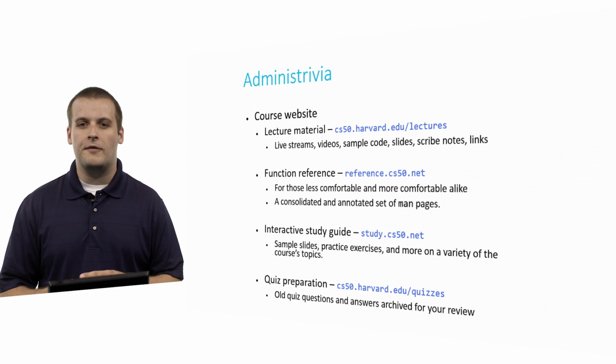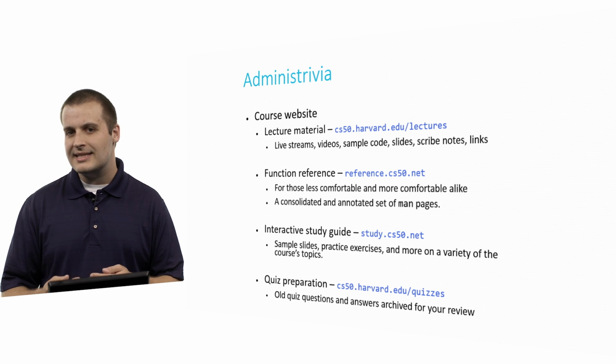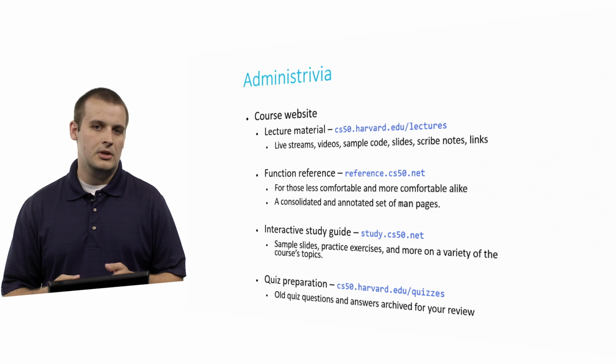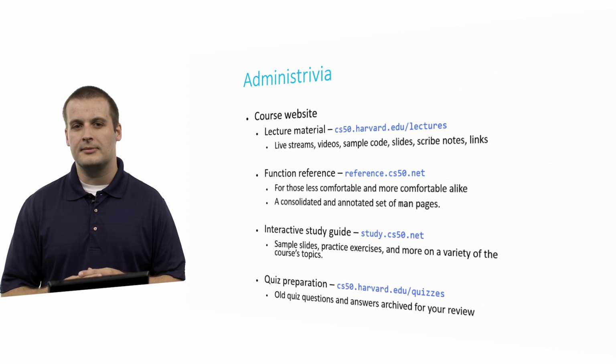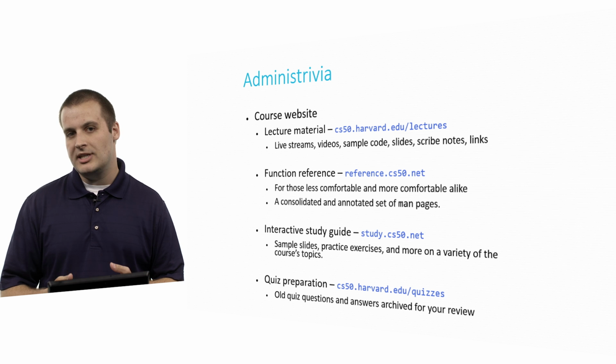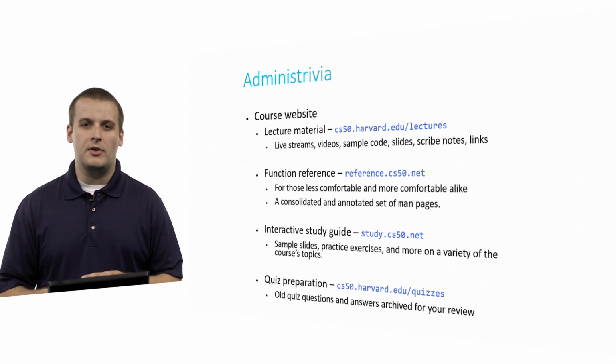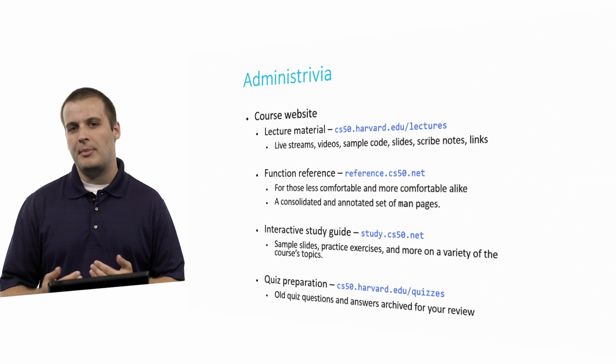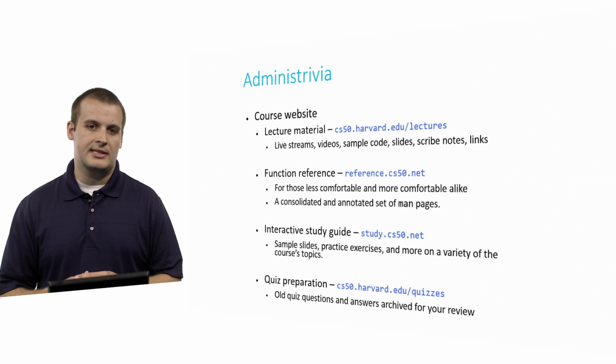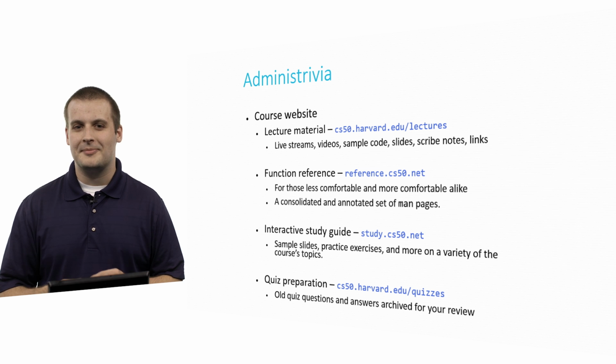It's a great place to go if you're looking to see if there's a function that exists that will do what you need to do, or if you're just unsure of how to use a function. We also have a great interactive study guide at study.cs50.net. There you'll find a variety of topics with practice exercises, some additional section slides, and lots more. It's a great place to check out if you're feeling a little uncomfortable at a particular topic. Chances are there'll be some exercises there for you to refine your skills a little bit.